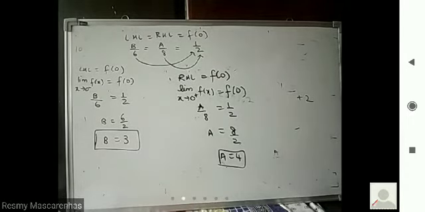Okay, so these were the normal type of problems in finding A and B. Okay, so whenever you are asked to find A and B, you have to find left hand limit, right hand limit, and the value exactly at that point. Equate all the three answers, find A and B.